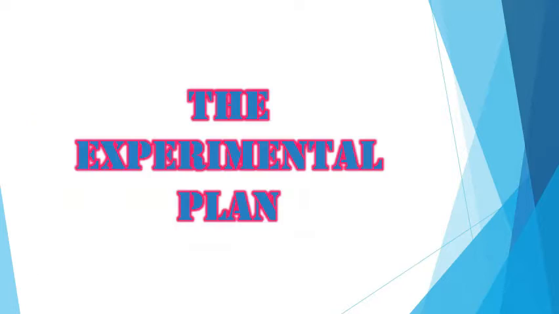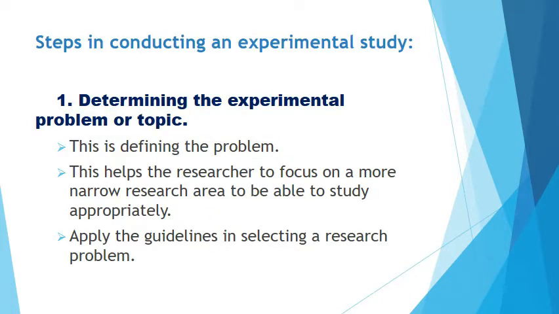This will be the experimental plan. Procedure in conducting an experimental study in education, psychology, sociology, industry, and other fields. So here are the steps in conducting an experimental study. First is determining the experimental problem or topic. This is defining the problem. This helps the researcher to focus on a more narrow research area to be able to study appropriately.